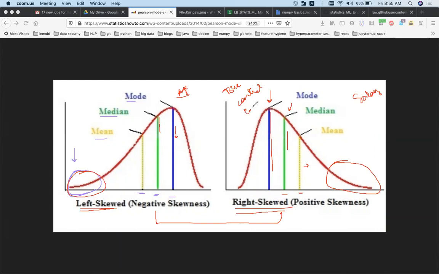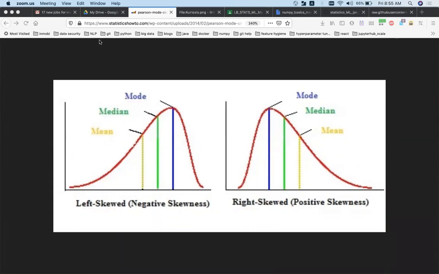Is it not like we remove outliers and make it a normal distribution and then calculate? Why do you even go for such a skewed graph? My thing is you should remove outliers. That's what I'm saying. So that's a good question. Should we remove outliers or should we not remove outliers?